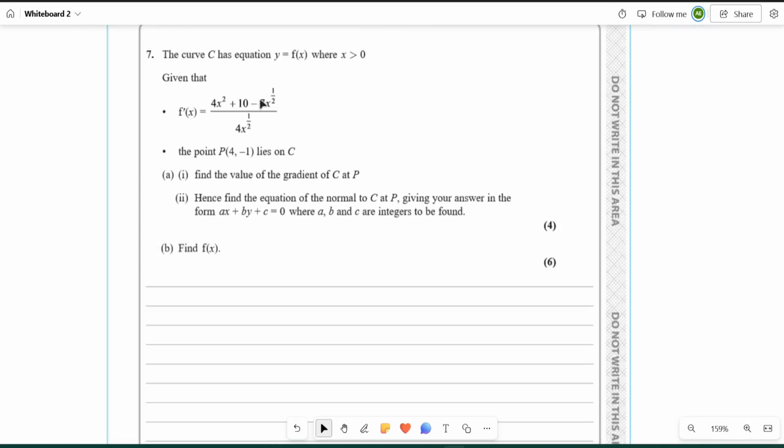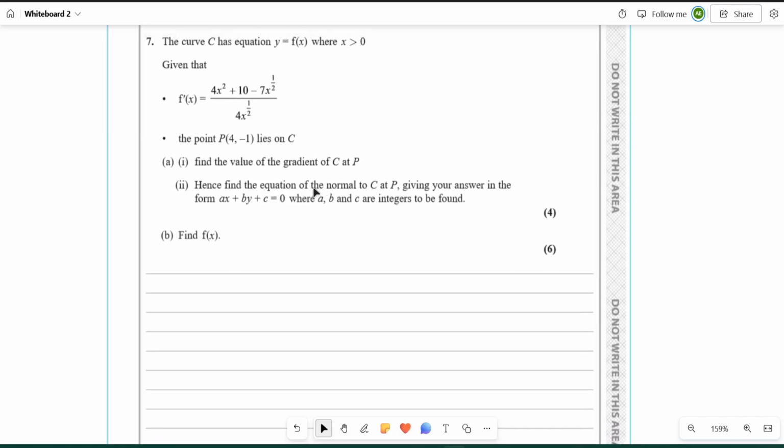This question says that there is a curve C and it has an equation y equals f of x where x is greater than 0. F dash of x is this. The point P (4, minus 1) lies on C. Find the value of the gradient of C at P.